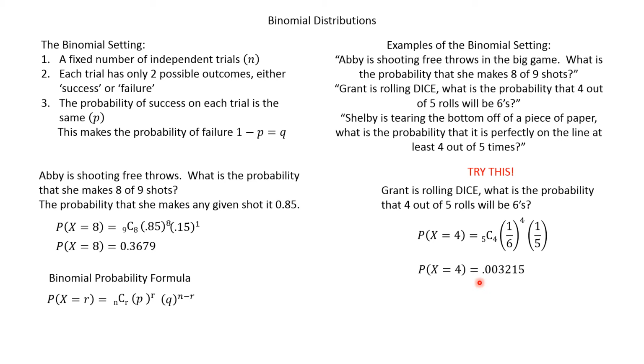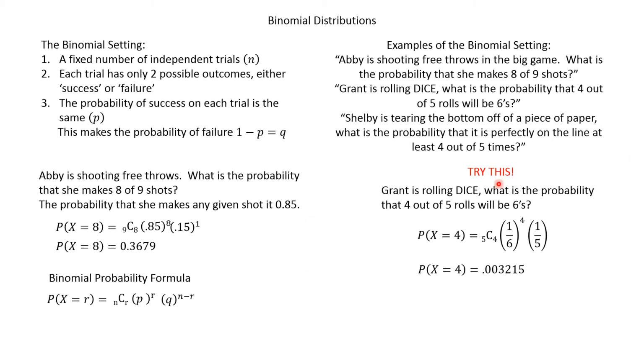No, I don't have my calculator with me right now to check. So anyway, it should be 0.003215, and that would be the probability of rolling 5 dice and having 4 of them land 6s. Which we'd think would be a pretty low probability on just one roll of 5 dice, and that makes sense. So how'd you do on that one? Were you able to plug in the numbers better than I can? I hope so. And so, let's move on to the Shelby problem.